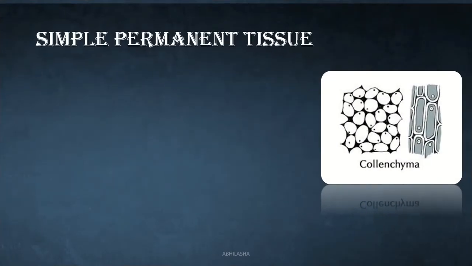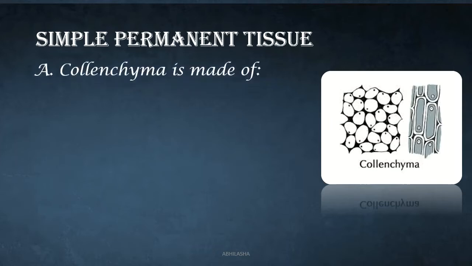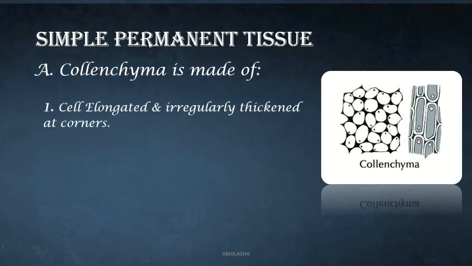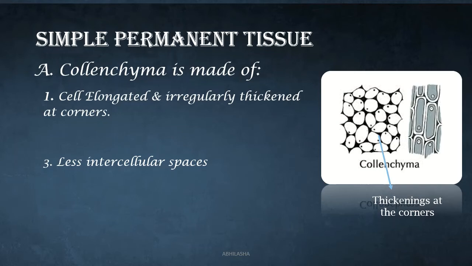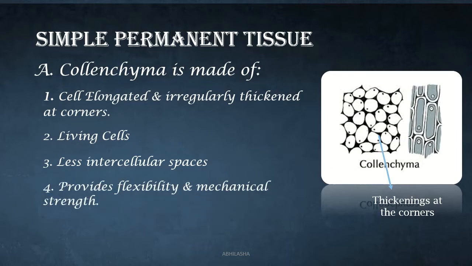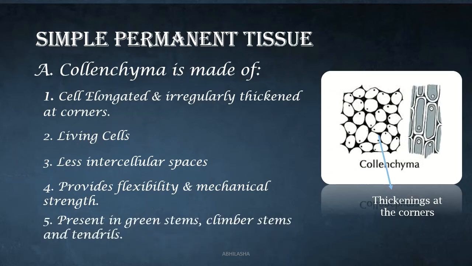The next type of simple permanent tissue is collenchyma. Collenchyma is made up of cells that are elongated and irregularly thickened at the corners. Now because of these thickenings, they have less intercellular spaces. These are living cells and these provide flexibility and mechanical strength to the plant. What does that mean? It helps to bend soft branches without breaking, especially of the climbers and the tendrils.